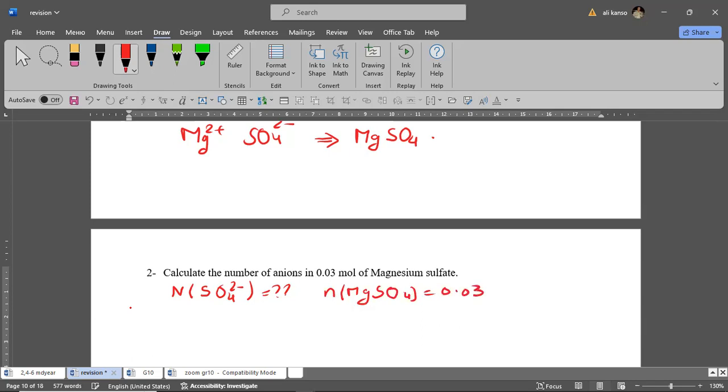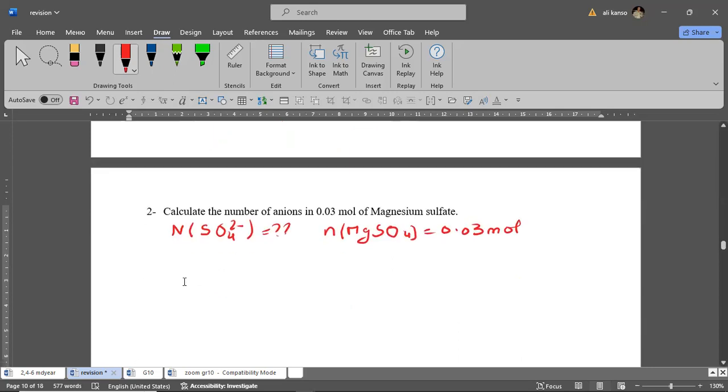The number of moles of the unit is 0.03 mole. So here we have a given number of moles and a required number of anions. How can we find a relation between them? We also need to use Avogadro's number, which is necessary here: 6.02 times 10 to the 23.